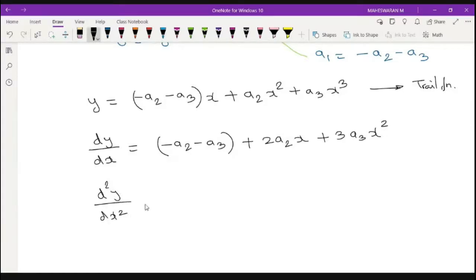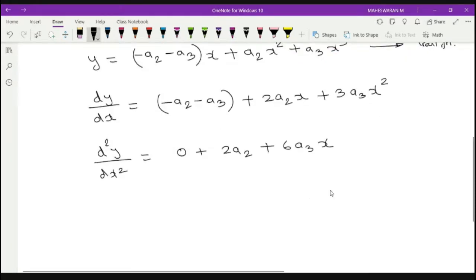This term becomes 0, right? 0 plus this becomes 2a2. This becomes 6a3x. Okay, so you got these two terms. Okay, then it is okay, right? So now this is my term.